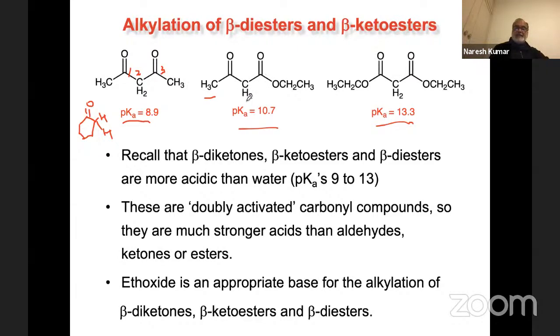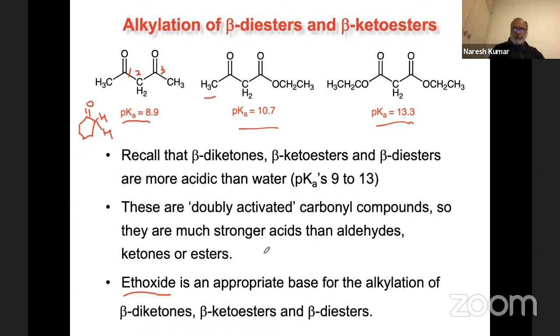So that means that CH2 is more acidic than this CH3 over here. So in the reaction of these compounds, the CH2 will react preferentially over the CH3, which is adjacent to the carbonyl group. So they're like doubly activated, and they're much stronger acids. And simple bases like sodium ethoxide are good enough to remove this proton, which is present in these compounds.